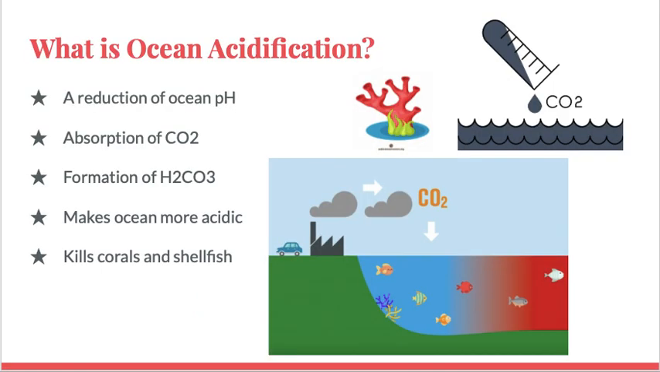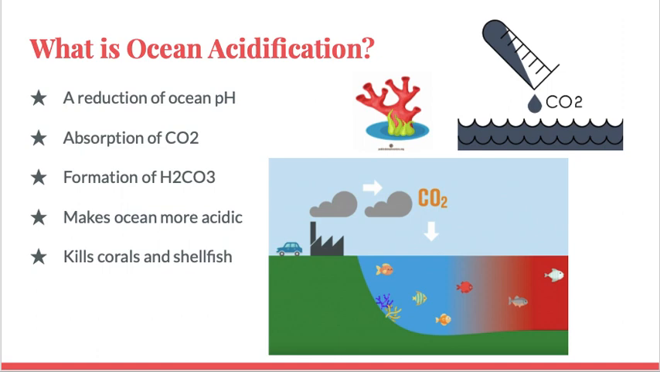What is ocean acidification? Ocean acidification is a reduction in the pH of the ocean, mainly caused by the absorption of carbon dioxide into the ocean. The more carbon dioxide absorbed, the more acidic the ocean is. When carbon dioxide and water combine, it creates carbonic acid. Carbonic acid then dissociates into hydrogen and a bicarbonate ion, which lowers the pH levels.